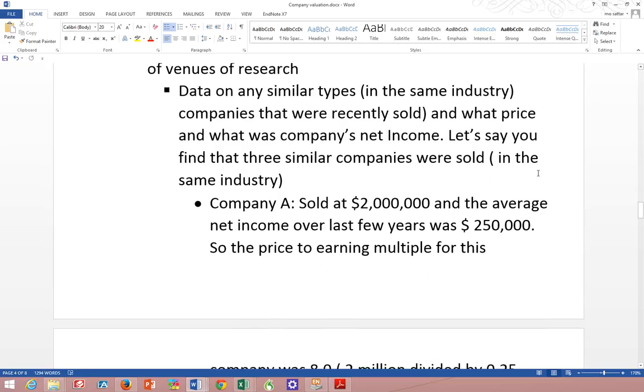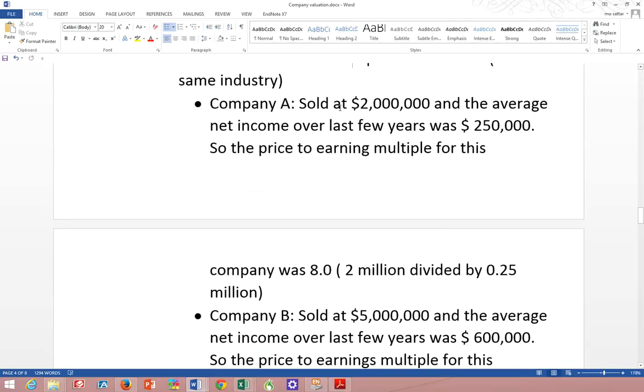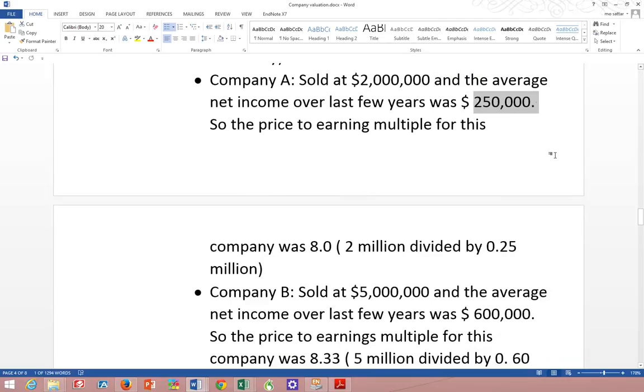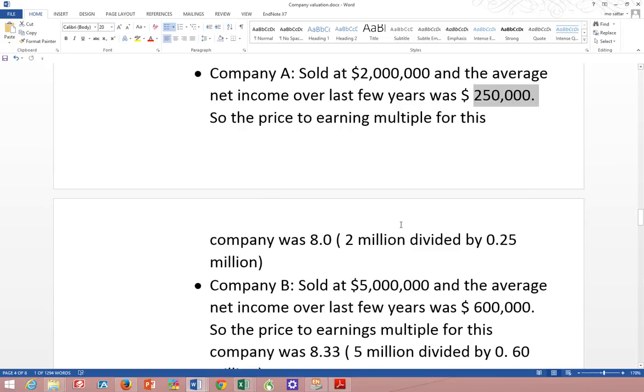So let's say you find 3 similar companies were sold in the same industry, and company A was sold, enterprise value, for $2 million, and the average net income over the last few years for that company was $250,000. So the price to earning multiple for this company will be 8, which is the price, $2 million, divided by $250,000, which is the net income. So that's price, and again, net income is same thing as earnings.